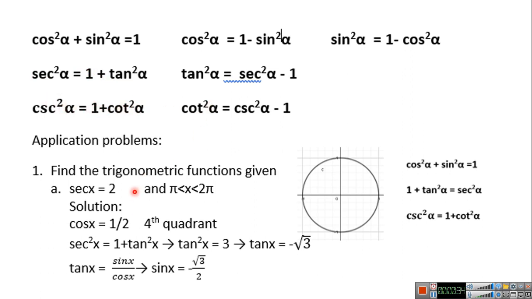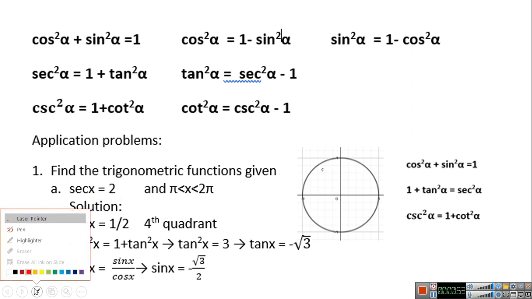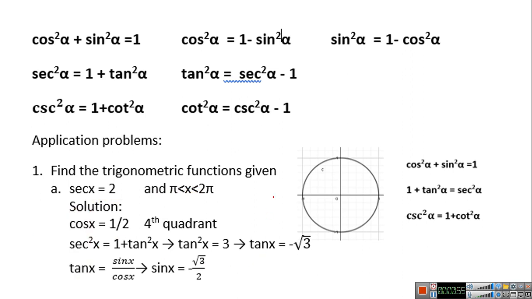So, application problem: we're going to give you one of the trigonometric functions, and we need to find the rest. The main ones are sine, cosine, and tangent. Secant is the inverse of cosine, cosecant is the inverse of sine, and cotangent is the inverse of tangent. So here you have secant x equal to 2 and x between pi and 2 pi. This is pi, and this is 2 pi. So from pi till 2 pi.